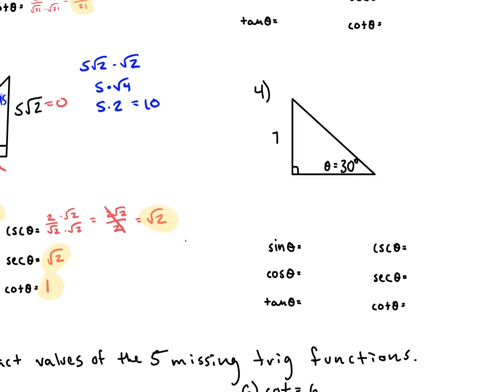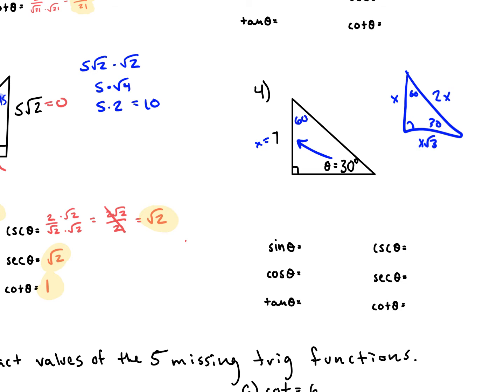All right, for number 4, I just want to find the side lengths. In our special right triangle, our 30, 60, 90, opposite of the 30 is just x, opposite of the 60 is whatever that value is times square root 3, and opposite of the 90 is 2 times x. So opposite of the 30 here, we have 7. So 7 is our x.